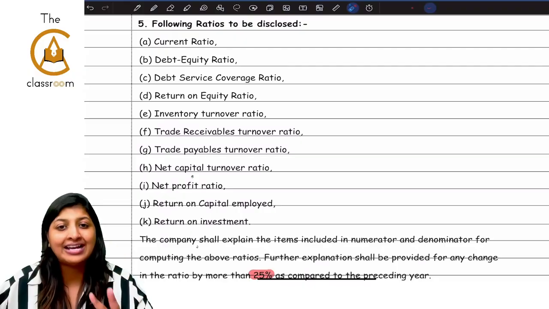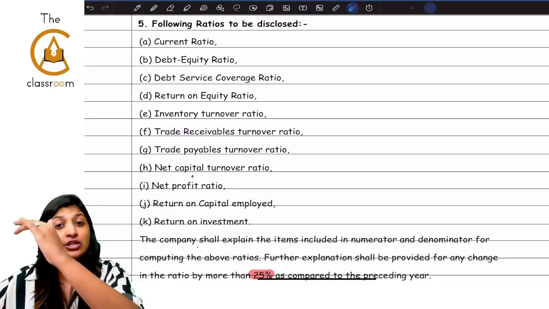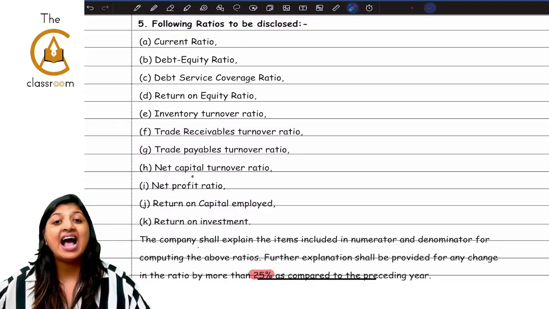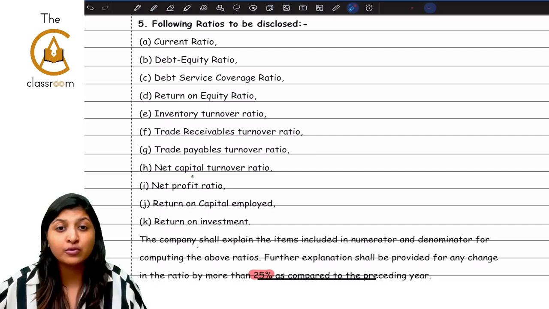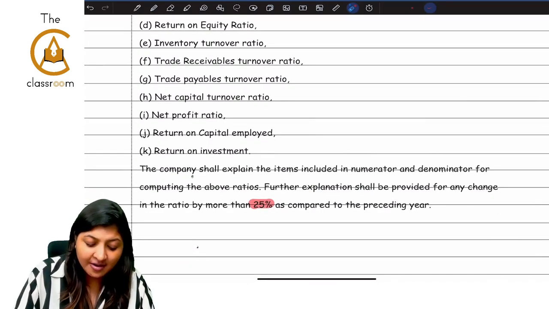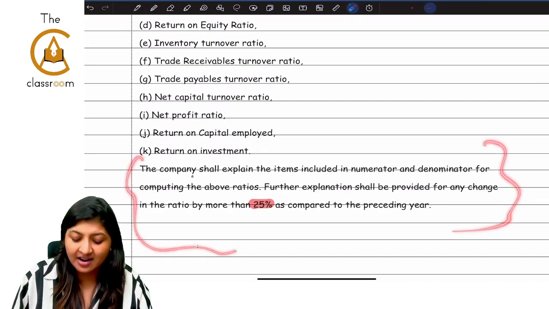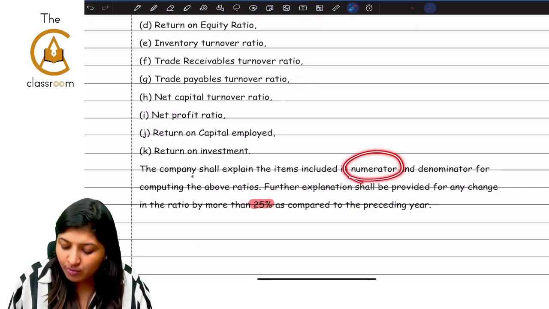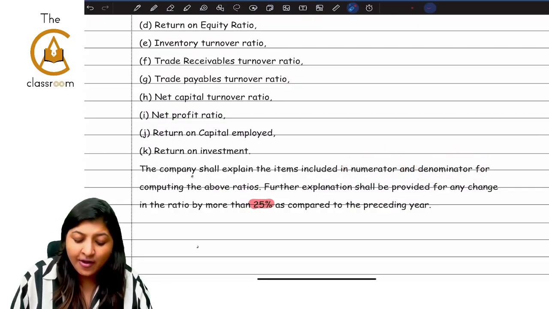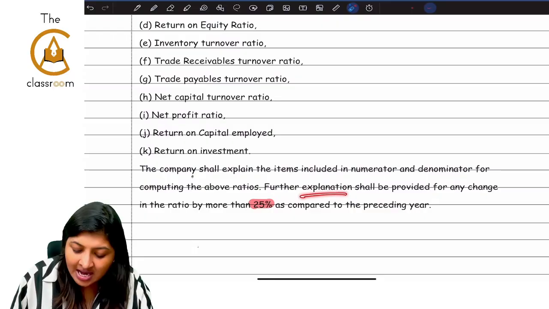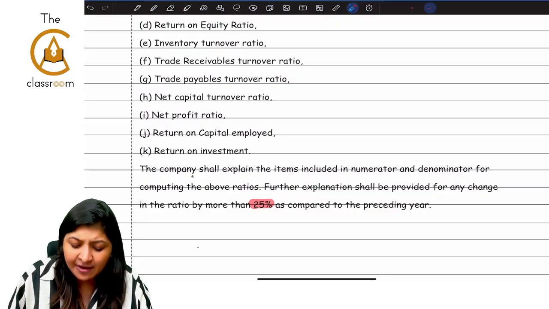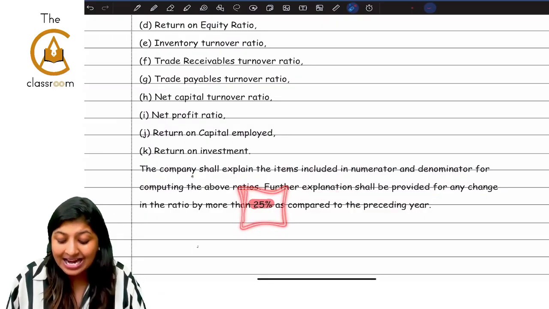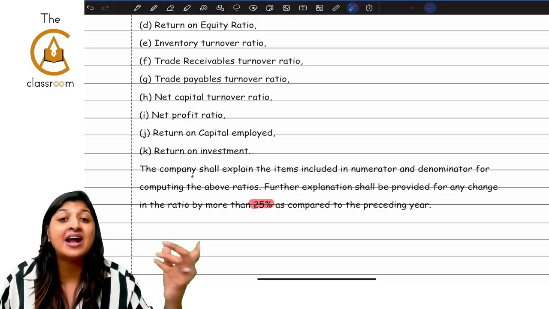But most of the time, they will give the ratios itself for 2 years, and they will ask what should be disclosed, because here this paragraph is the most important paragraph. The company will explain the items included in the numerator and the denominator for computing, and further explanation shall be provided if the change in the ratio is more than 25% as compared to the preceding year.